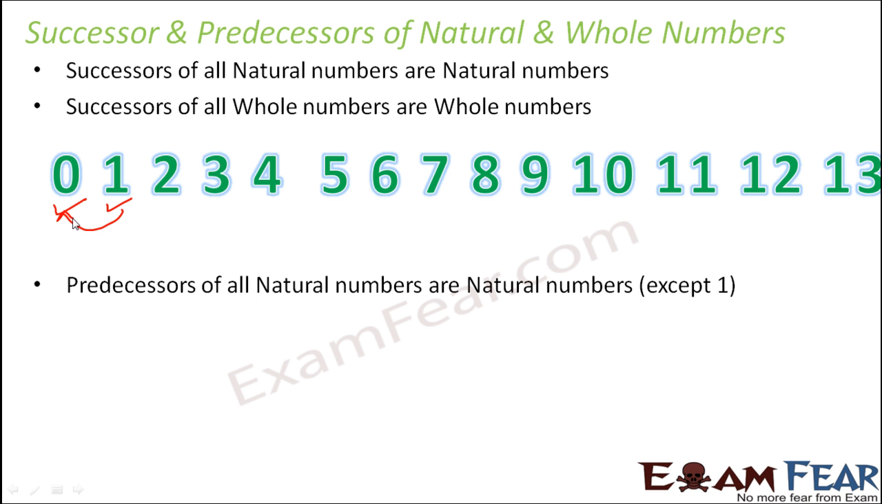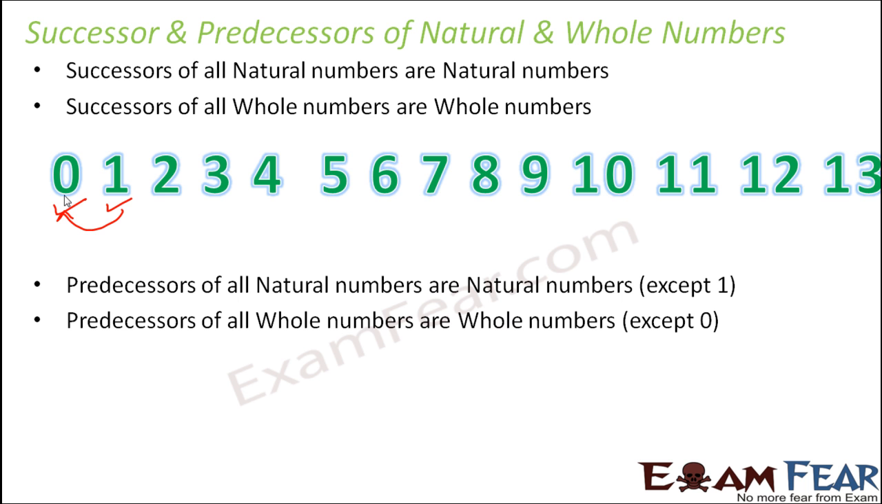What about the predecessor of whole numbers? Do you think predecessors of all whole numbers would be whole numbers? No, because when you look at 0, what would be the predecessor of 0? What exists before 0? Before 0 exist the negative numbers, about which you will study later in your higher classes. But for now, you should just know that before 0 comes the negative numbers. I will give you one example to show why negative numbers exist before 0.